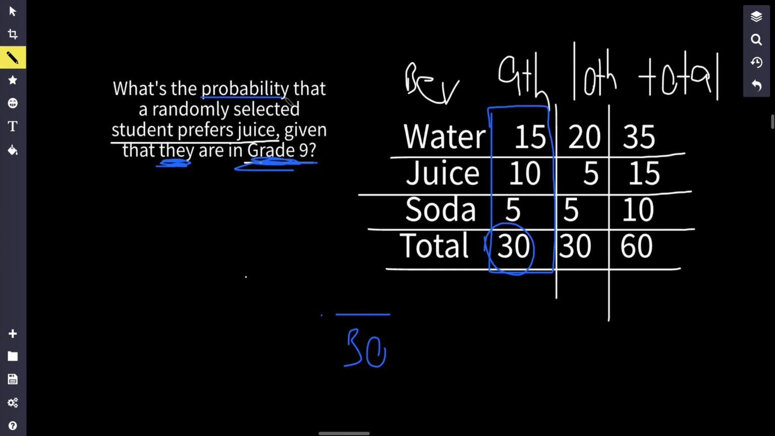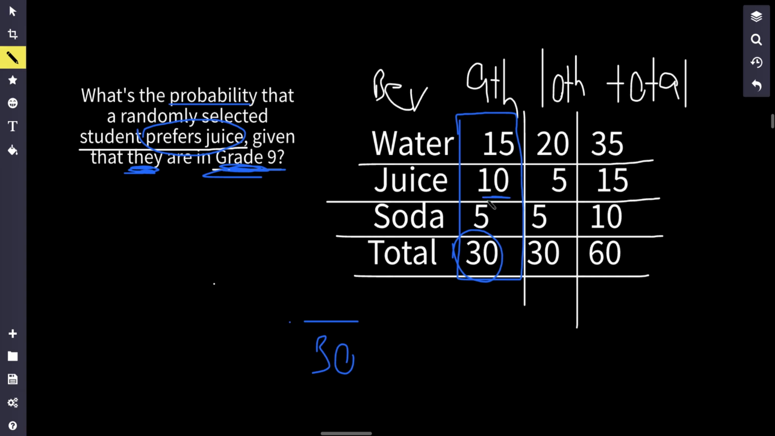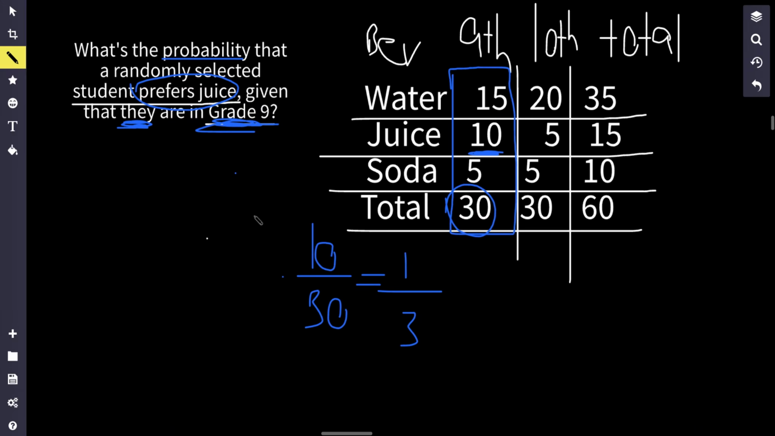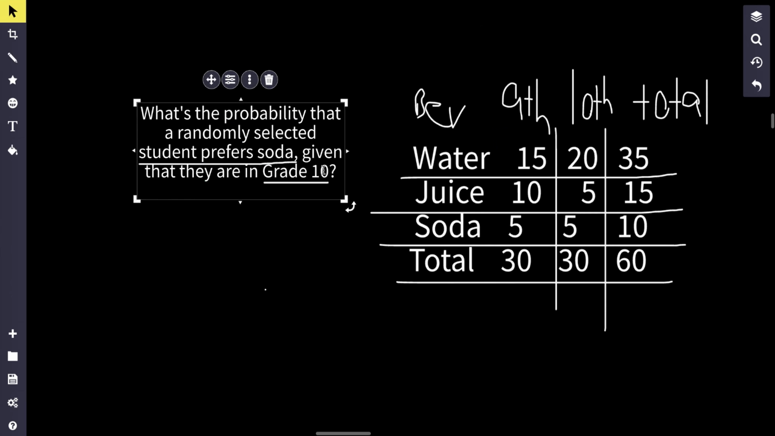And we're trying to find out the probability that a randomly selected student prefers juice. So this is basically asking us how many 9th graders prefer juice. And 10 9th graders prefer juice, right? We have juice right over here, and we have 9th graders right over here. So 10 9th graders prefer juice. So the probability that I get a random student from 9th grade that prefers juice is 1 over 3. I could just change it up like this.